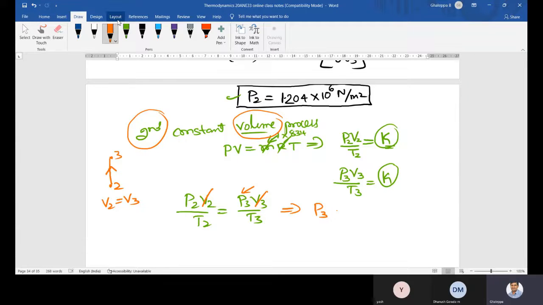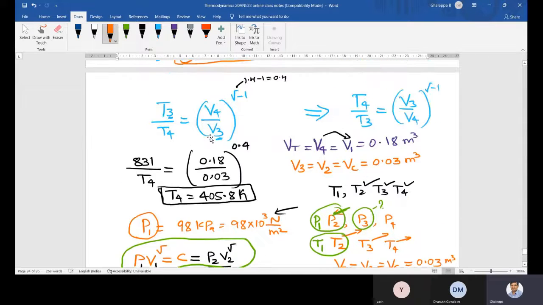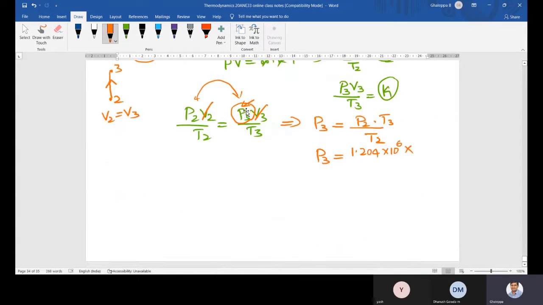P3 is equal to P2 T3 divided by T2. I am simplifying using basic mathematical equations and writing an expression for P3. So P3 is equal to P2, how much have you got? One student has told 1.204 into 10 to the power of 6. Very good. T3 we have already calculated on the previous page. How much is T3? Yes, 831. So that value you substitute here.